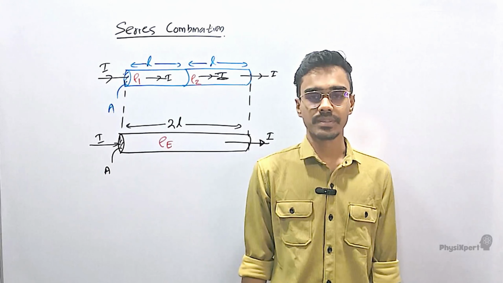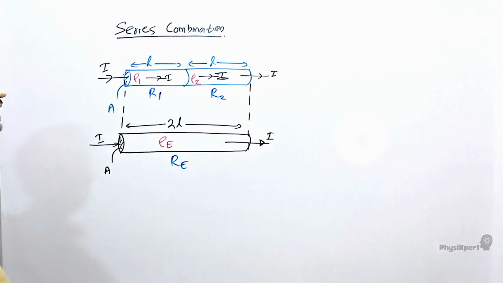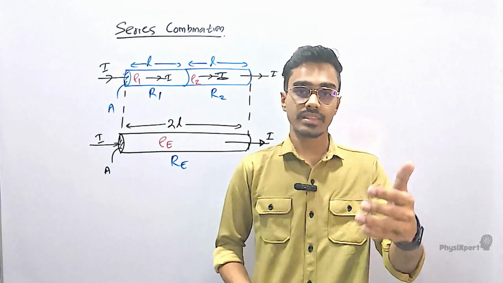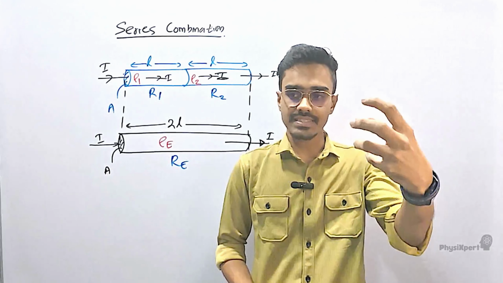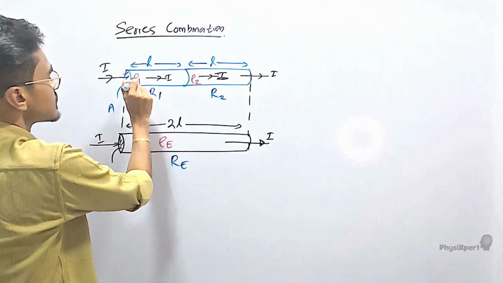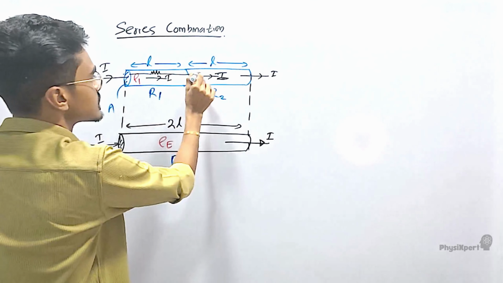Now I'm going to consider the respective resistances as R1, R2, and Re. Let's consider the resistance of this rod as R1, the resistance of this one as R2, and the resistance of the equivalent as Re. Each conductor rod has a resistance like this.